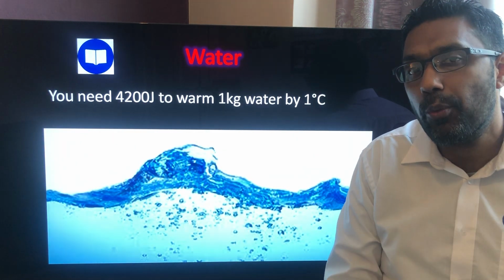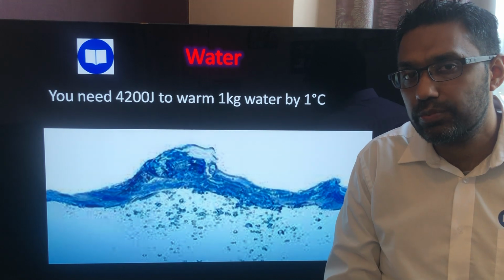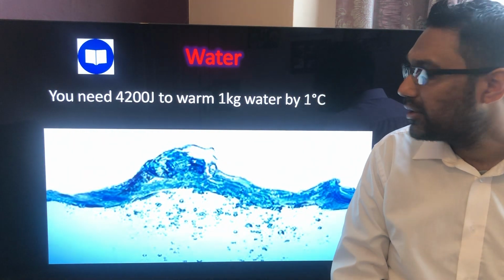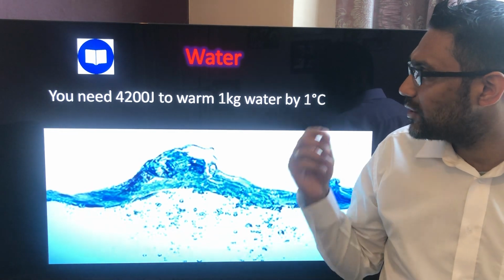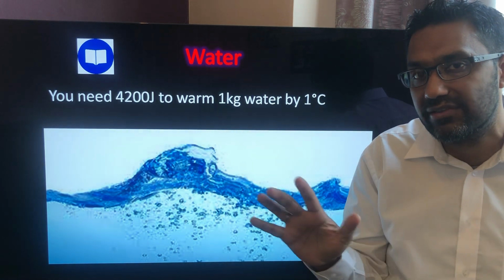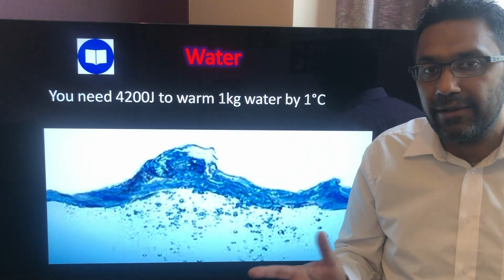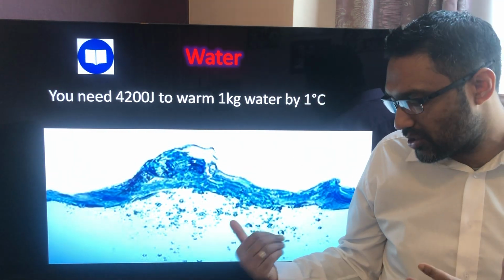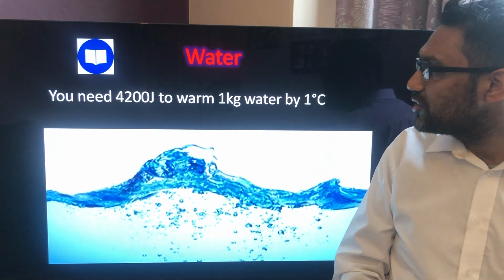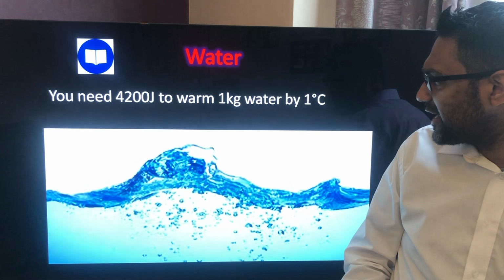4,200 or 4.2 kilojoules. So 4.2 kilojoules or 4,200 joules per kilogram per degree Celsius is water's specific heat capacity, and that's the only one you have to memorize. The rest of the other ones you don't need to, because water's the one you always come across. The others you'll get information on, where you have to do the calculation. So that's what specific heat capacity is.